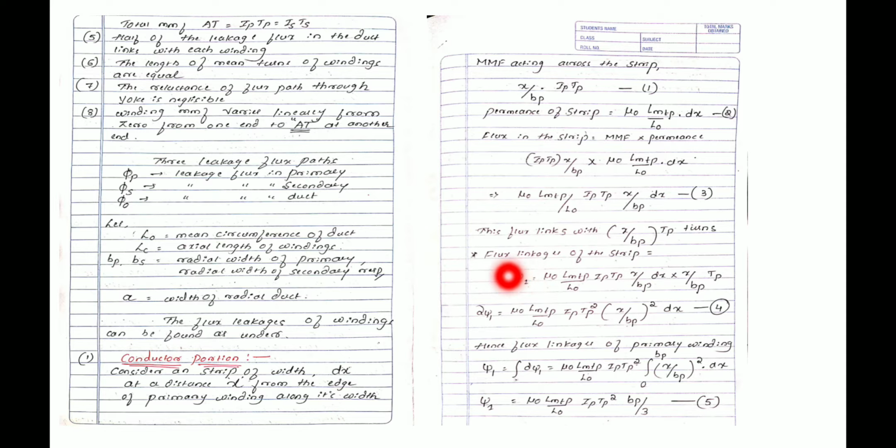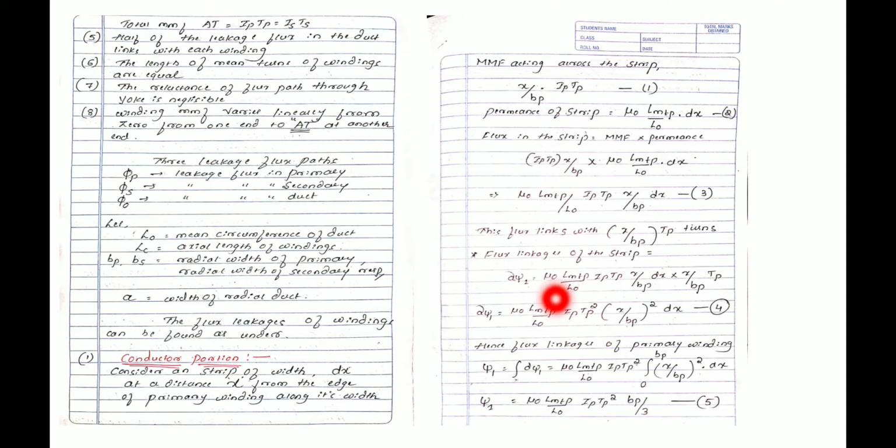So once we calculate the flux linkages, easily by this value we can calculate the flux leakage in a winding. Getting my point? So the flux is nothing but the product of MMF and permeance, and we got this equation as equation 3, and this flux links with x divided by BP into TP turns. So then what we have to do? Flux linkages means the flux into this many number of turns. That is represented by d psi 1.